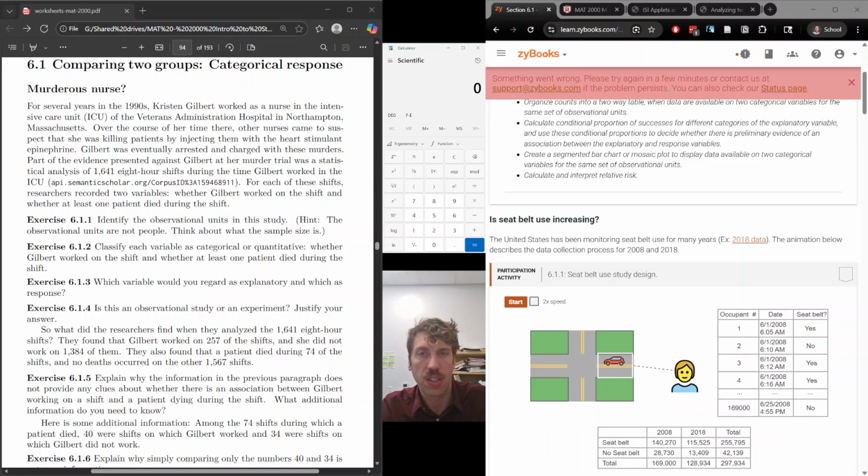Today we're covering section 6.1, comparing two groups, categorical response. Up until now, chapters 1 through 5, we've been dealing with the foundations of how statistics works. Now we're going to get into the details of different situations. This first situation is when we have two groups with a categorical response.